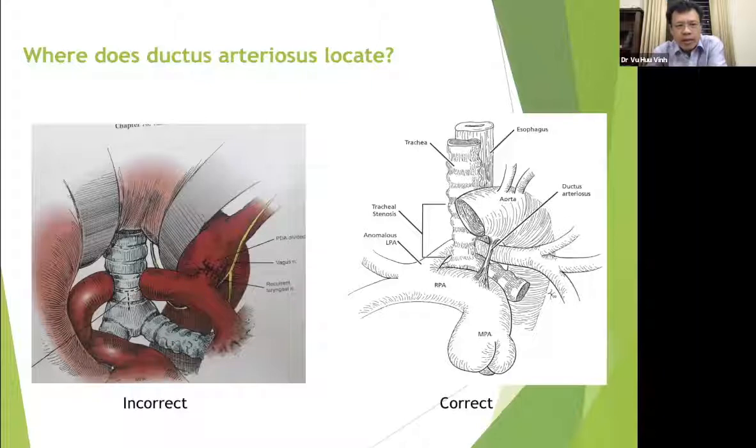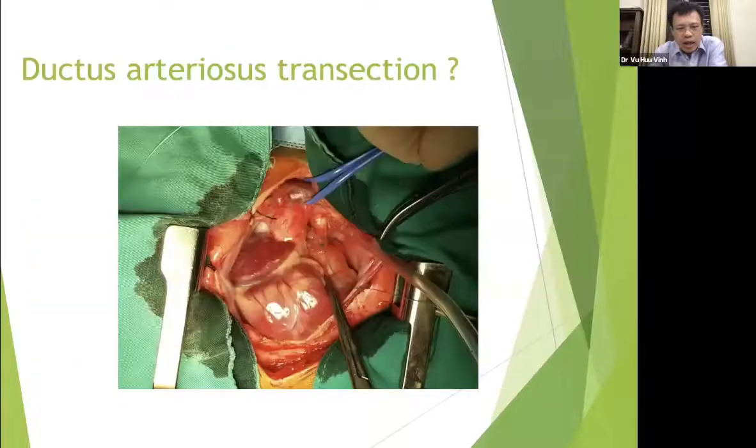Where is the ductus arteriosus located? On the left side, it is incorrect. I took it from a textbook, and in this textbook they drew a ductus connecting the left pulmonary artery to the aorta, but that's not correct. In our series, we did not see anything like that. On the right side, it's correct: the ductus arteriosus connects the main pulmonary artery to the aorta. This is very important when you perform surgery for these children. Before, we always transected the ductus arteriosus, but now it's not necessary because it doesn't affect the repair surgery. In the later cases, we no longer transect the ductus arteriosus.